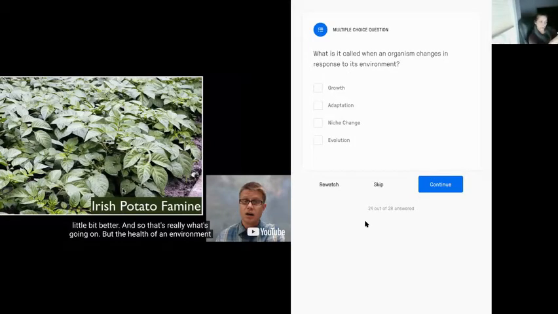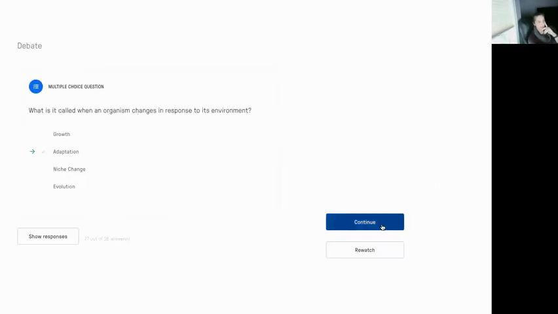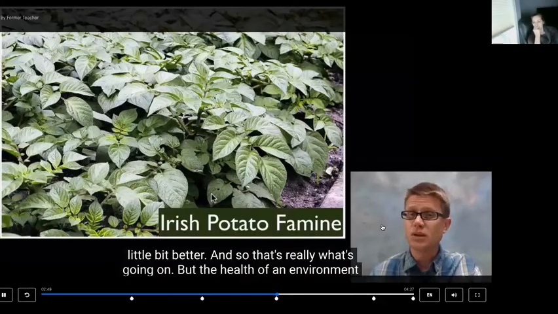What is that called? And our next chapter is global climate, and looking at some of these changes that are happening and how well species will adapt. Oops, I just gave it away. Hopefully all you guys had answered, right? And so that's really what's going on.